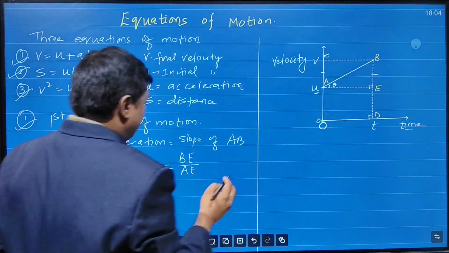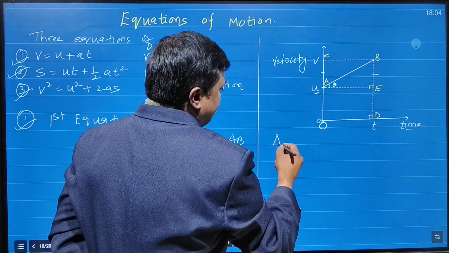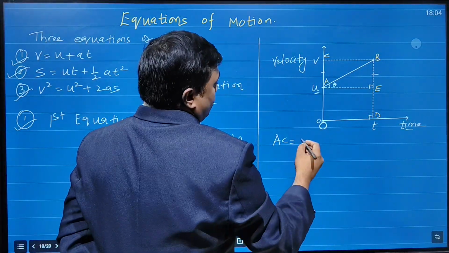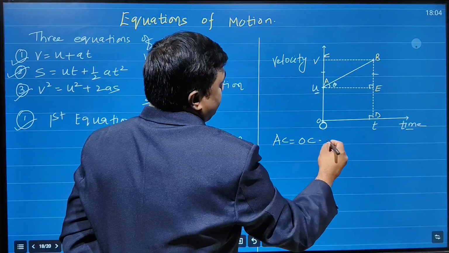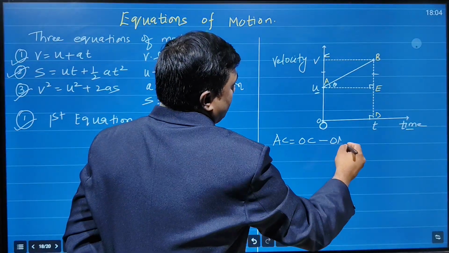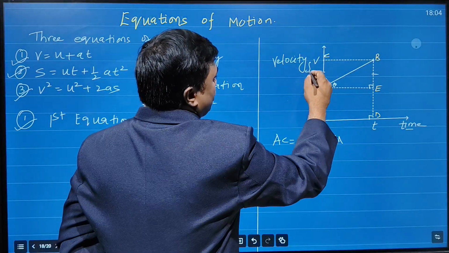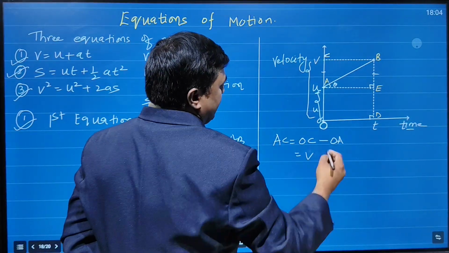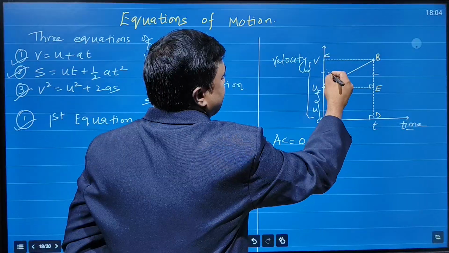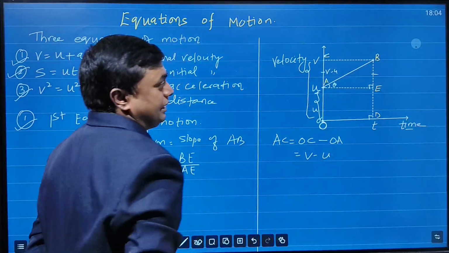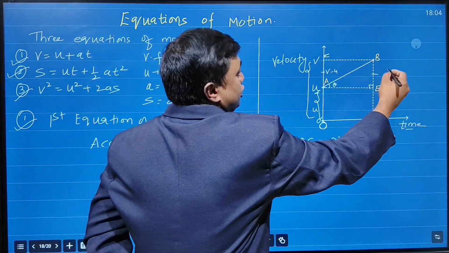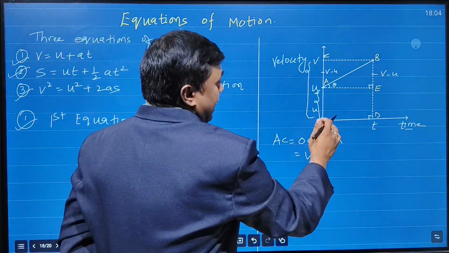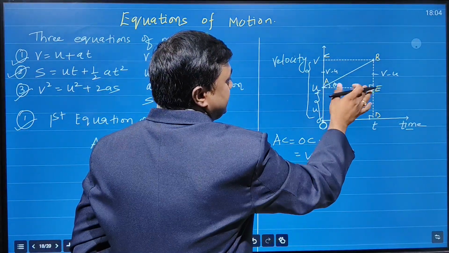What is AC? Looking at the graph, AC is nothing but OC minus OA. What is OC? Here to here is OC, that is v. And what is OA? OA is u. So v minus u is this distance AC. And the same, this distance BE is also v minus u. Now, as here to here is t, this distance is also t.